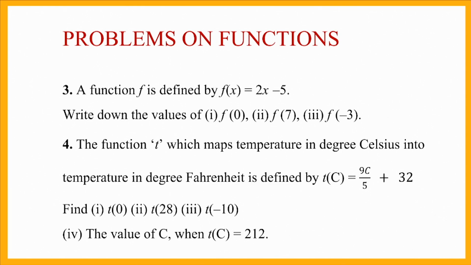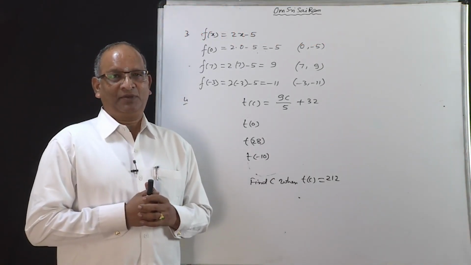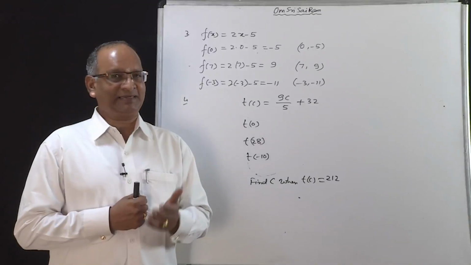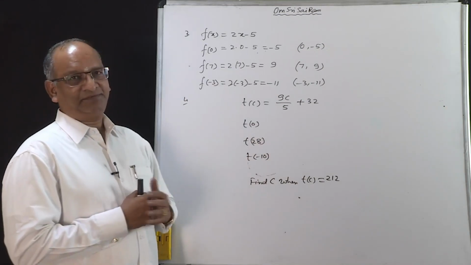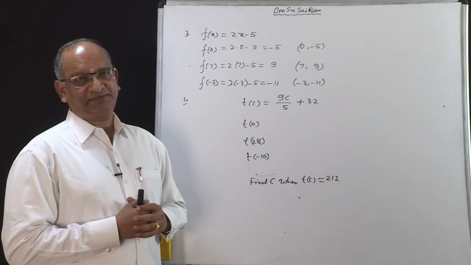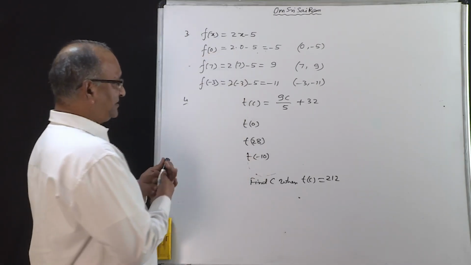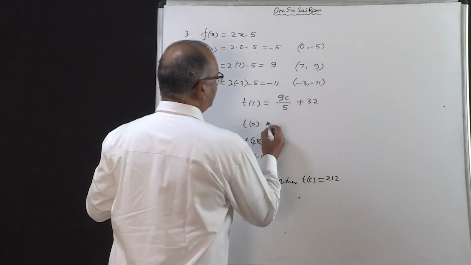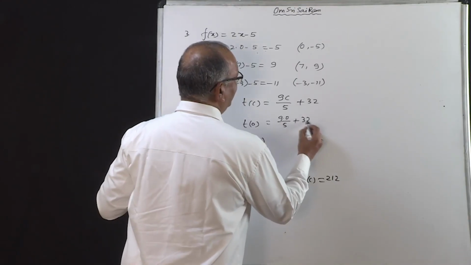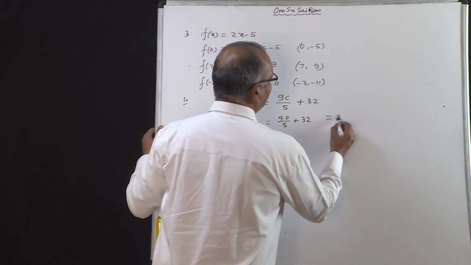Yes, this problem actually you study in physics in 9th standard, where you learn how to convert Celsius temperature to Fahrenheit, etc. So this is the relation. So here we have a relation between the temperatures. So he says find T(0). As we did in the previous problem, same way, wherever C comes, write 0. So 9 into 0 by 5 plus 32. 9 into 0 is 0. 0 divided by anything is 0. So the answer is 32.